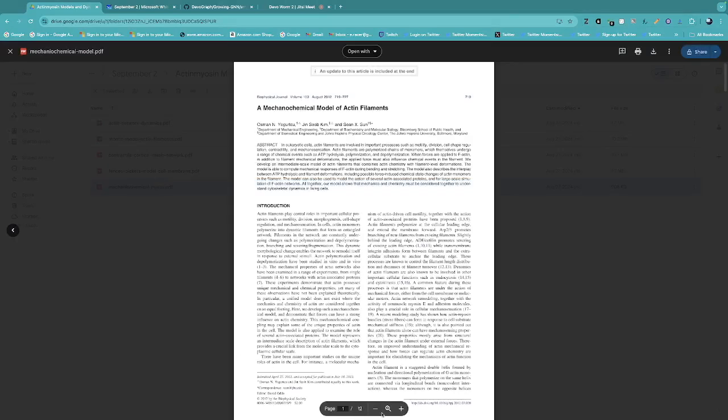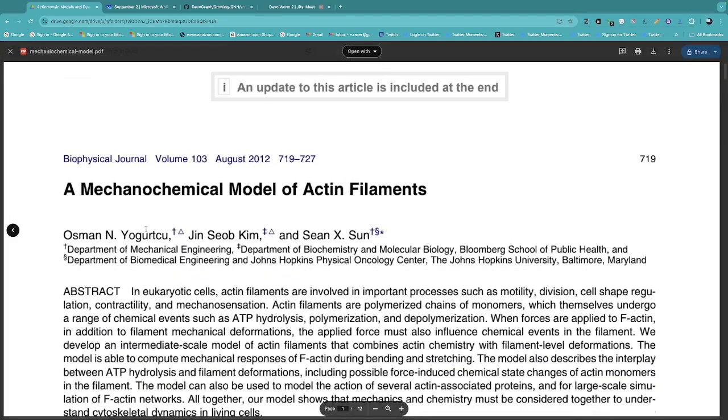Finally, we have this last paper. This is a mechanochemical model of actin filaments. Of course, this kind of goes back to the second paper where there's just this straightforward sort of biophysics. In the first case, it's looking at the sequence and the structural biology of actin. In this case, this is a mechanochemical model of actin filaments. Not necessarily thinking about the network itself, just thinking about its mechanochemical action.